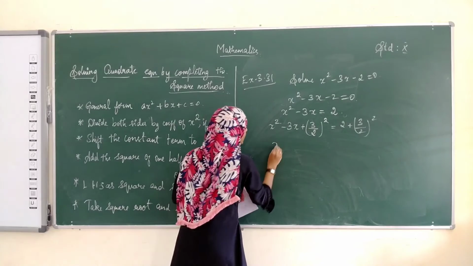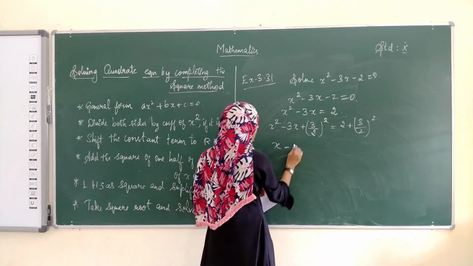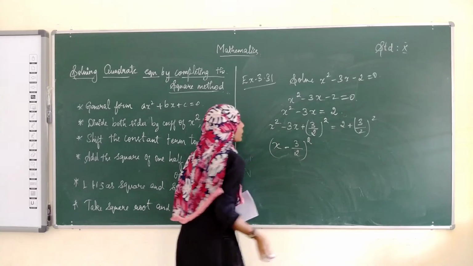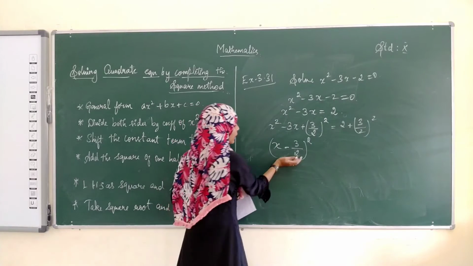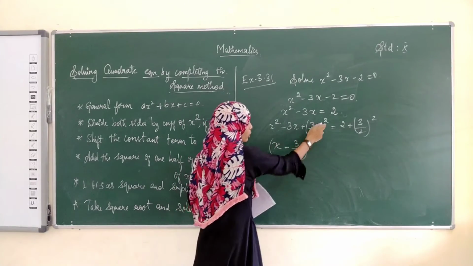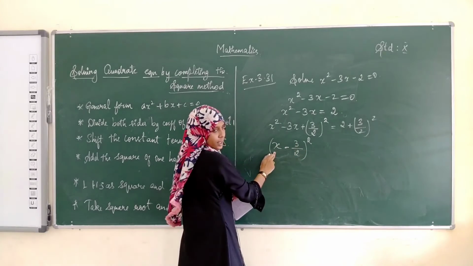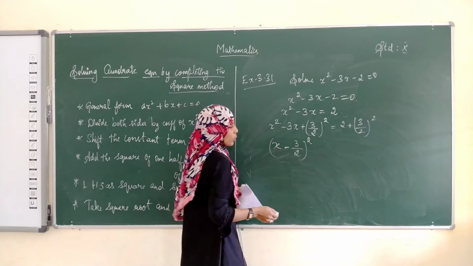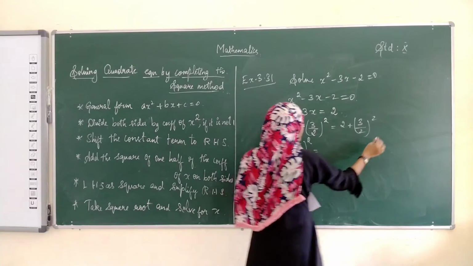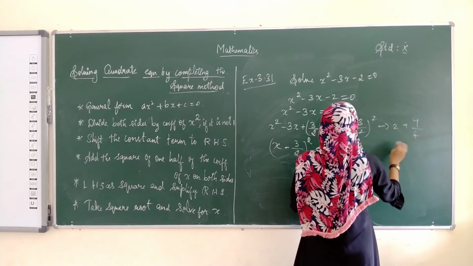See here, this can be written as x minus 3 divided by 2 the whole square, since in the middle we have minus. By the a minus b whole square formula, I expand this: x square plus 3 divided by 2 the whole square minus 2 into 3 divided by 2 into x. That is, we get minus 3x alone. The 2 in the numerator and denominator gets cancelled. This is equal to 2 plus 9 divided by 4.